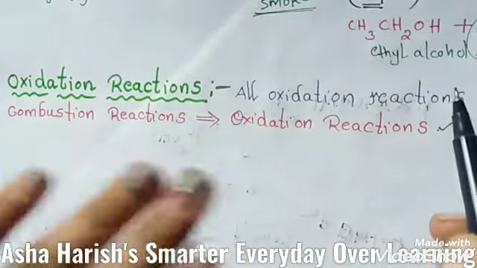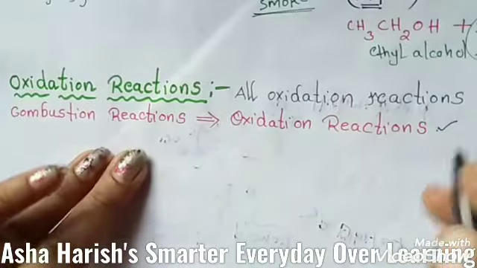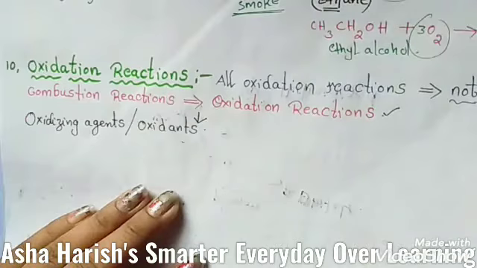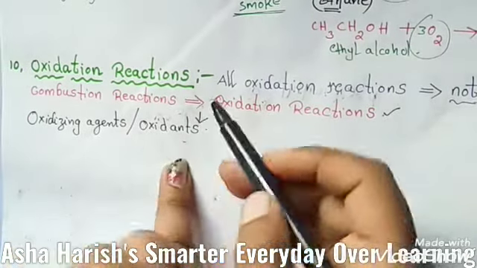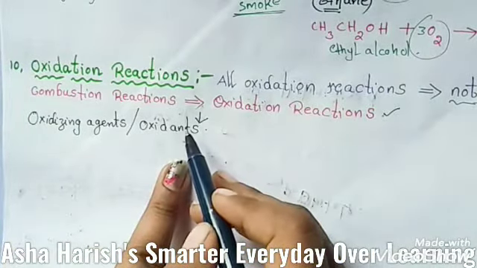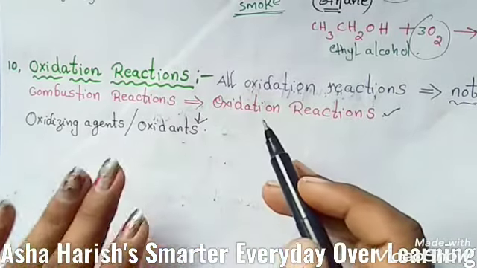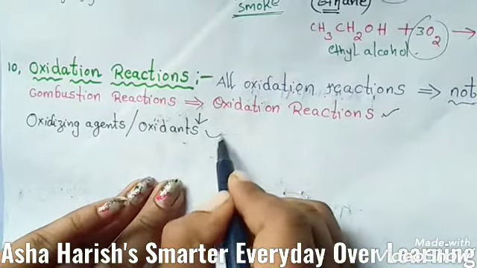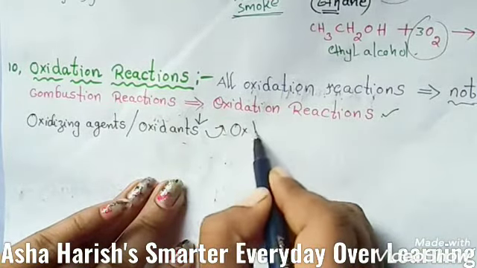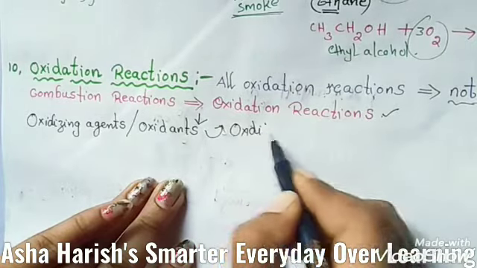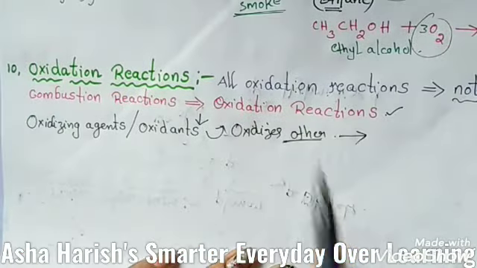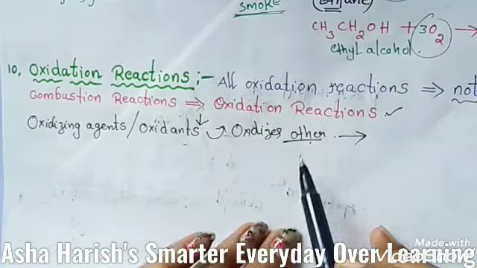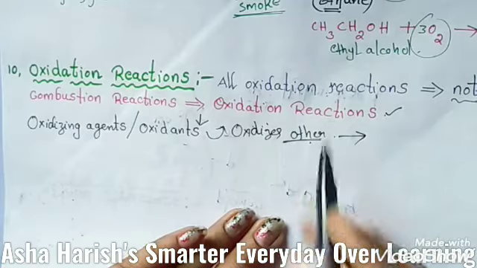These oxidation reactions may be carried out by using oxidizing agents, nothing but oxidants. An oxidizing agent is also called an oxidant. Oxidizing agents are substances that oxidize other substances. These oxidants oxidize the other substance. So now you can say they themselves undergo reduction.